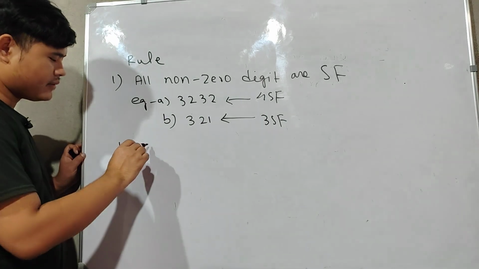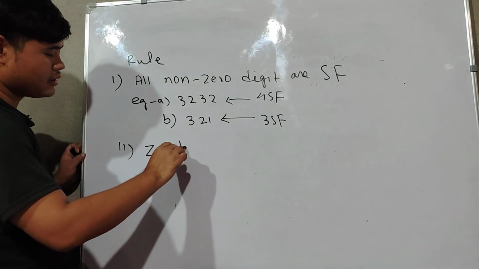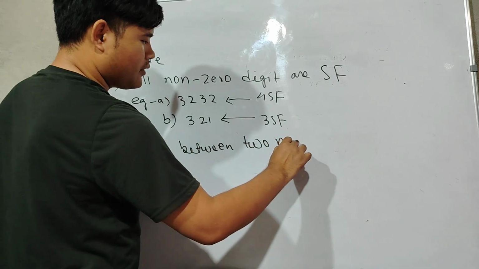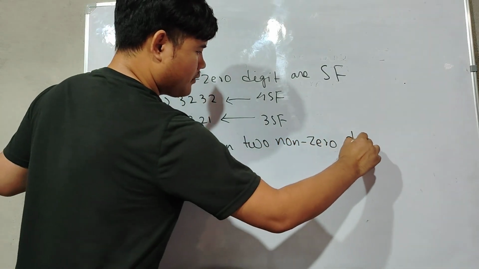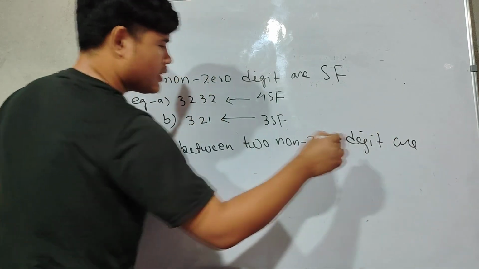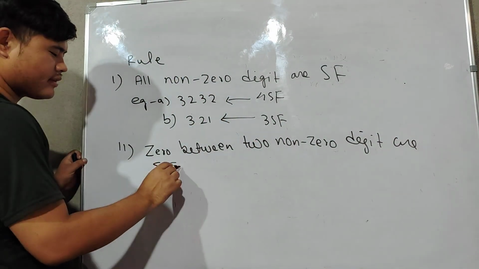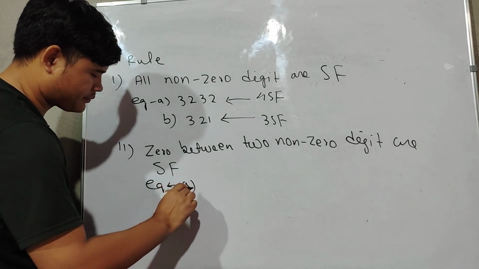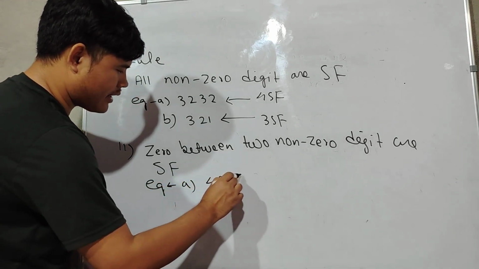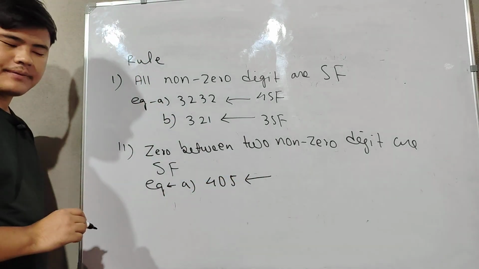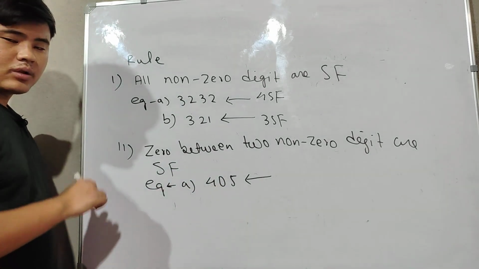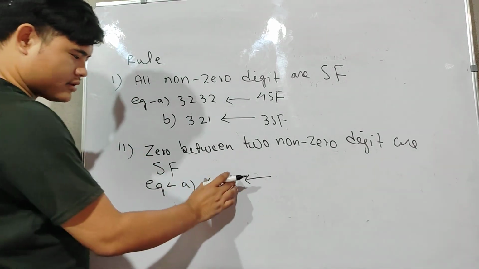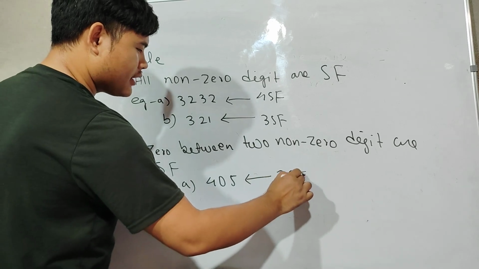Rule 2: zeros between two non-zero digits are significant figures. For example, if we have 405, how many significant figures are here? This 0 is between two non-zero digits, so this 0 will also be counted as a significant figure. So 3 significant figures here.